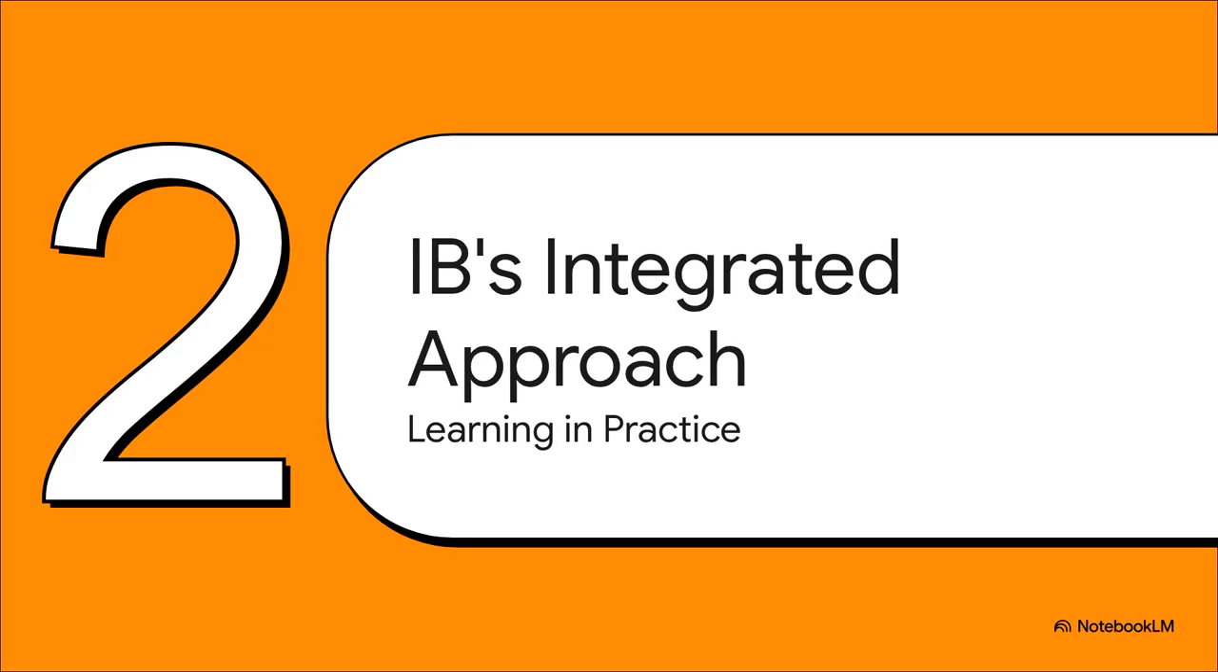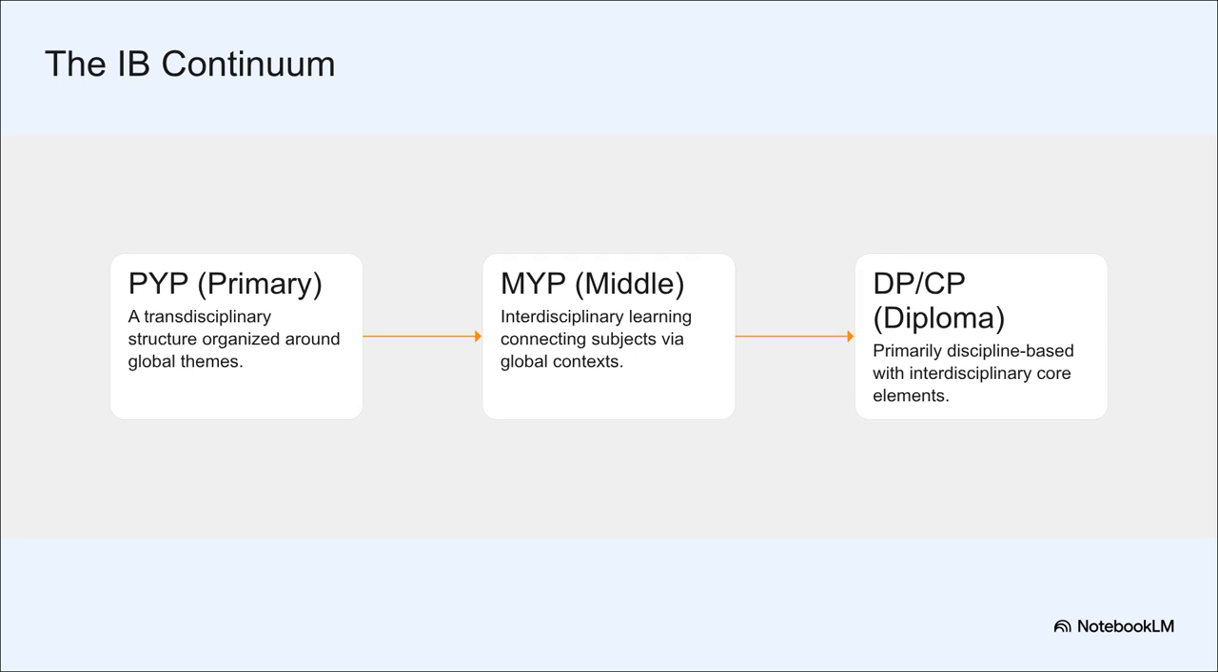Okay, so this isn't just some abstract theory, right? Let's look at how a major educational framework, the International Baccalaureate, you've probably heard of it as the IB, puts this whole continuum into practice. It's actually amazing how the IB maps its programs right onto this continuum. For the youngest kids in the primary years program, it's driven by a transdisciplinary structure, organized around these big, globally significant themes. Then you move into the middle years program, and the emphasis shifts to interdisciplinary learning, connecting subjects through global contexts. Finally, in the diploma and career-related programs, it's mostly discipline-based, but with these core elements like the extended essay that are definitely multidisciplinary and interdisciplinary. So students literally journey through these approaches as they get older.